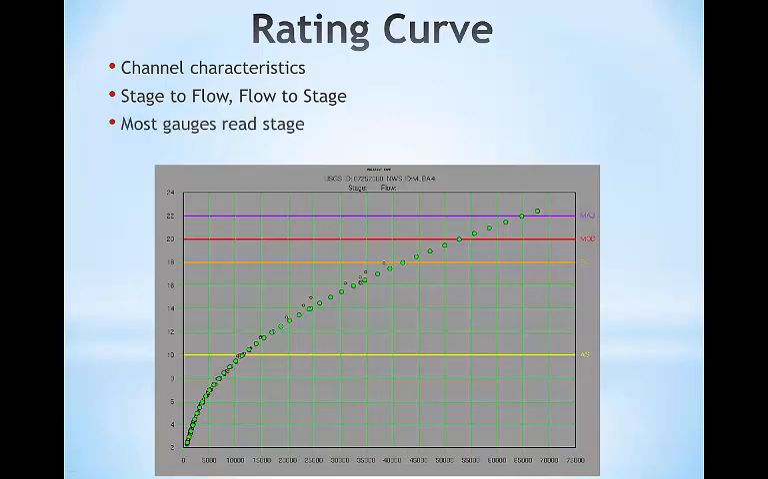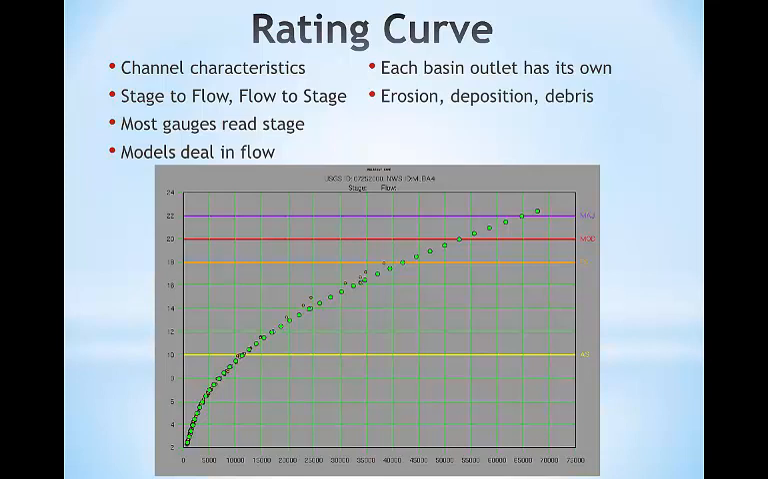Because most gauges read stage, i.e. river height, but our models only deal in flow. Each basin outlet has its own rating curve because no 2 points on a river reach are exactly the same. The rating curve changes over time, often during floods, due to erosion, deposition, and debris buildup.